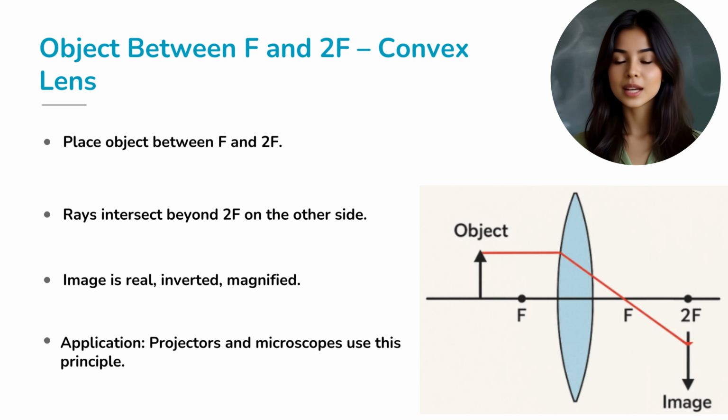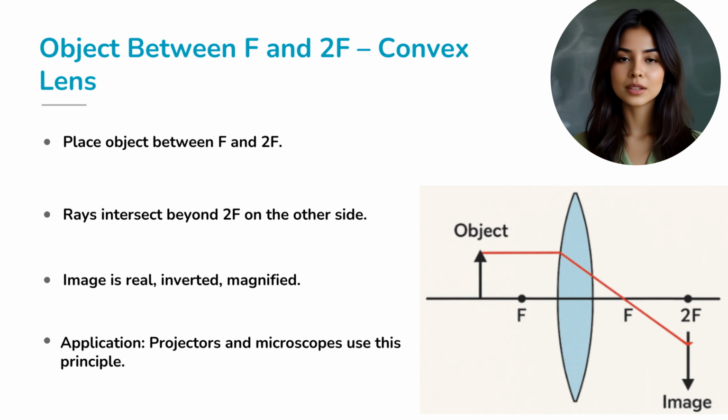Now, let's analyze the image. It is real because the rays actually meet. It is inverted because the lens flips it upside down. But here's the exciting part, it is magnified. In fact, the closer you bring the object towards f, the larger the image grows beyond 2f.